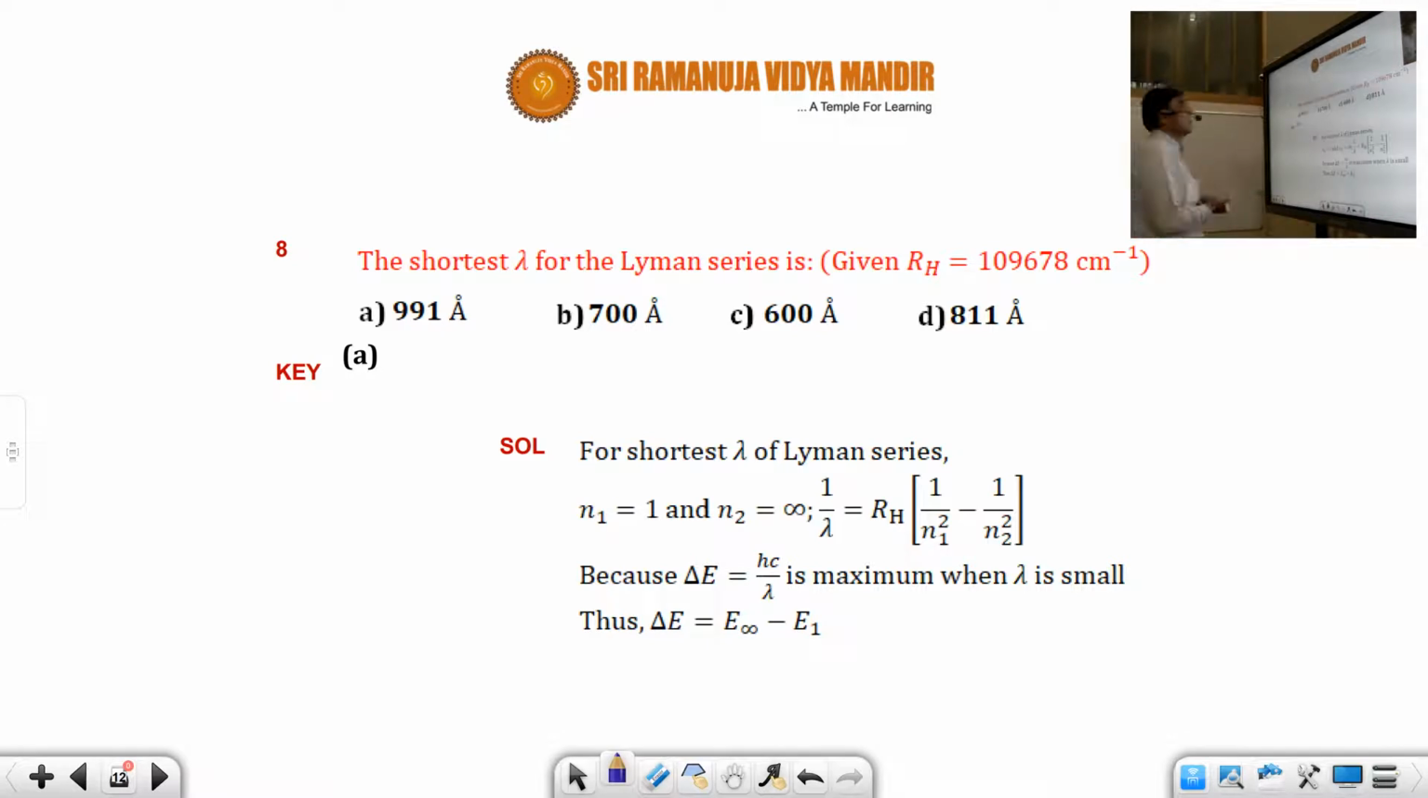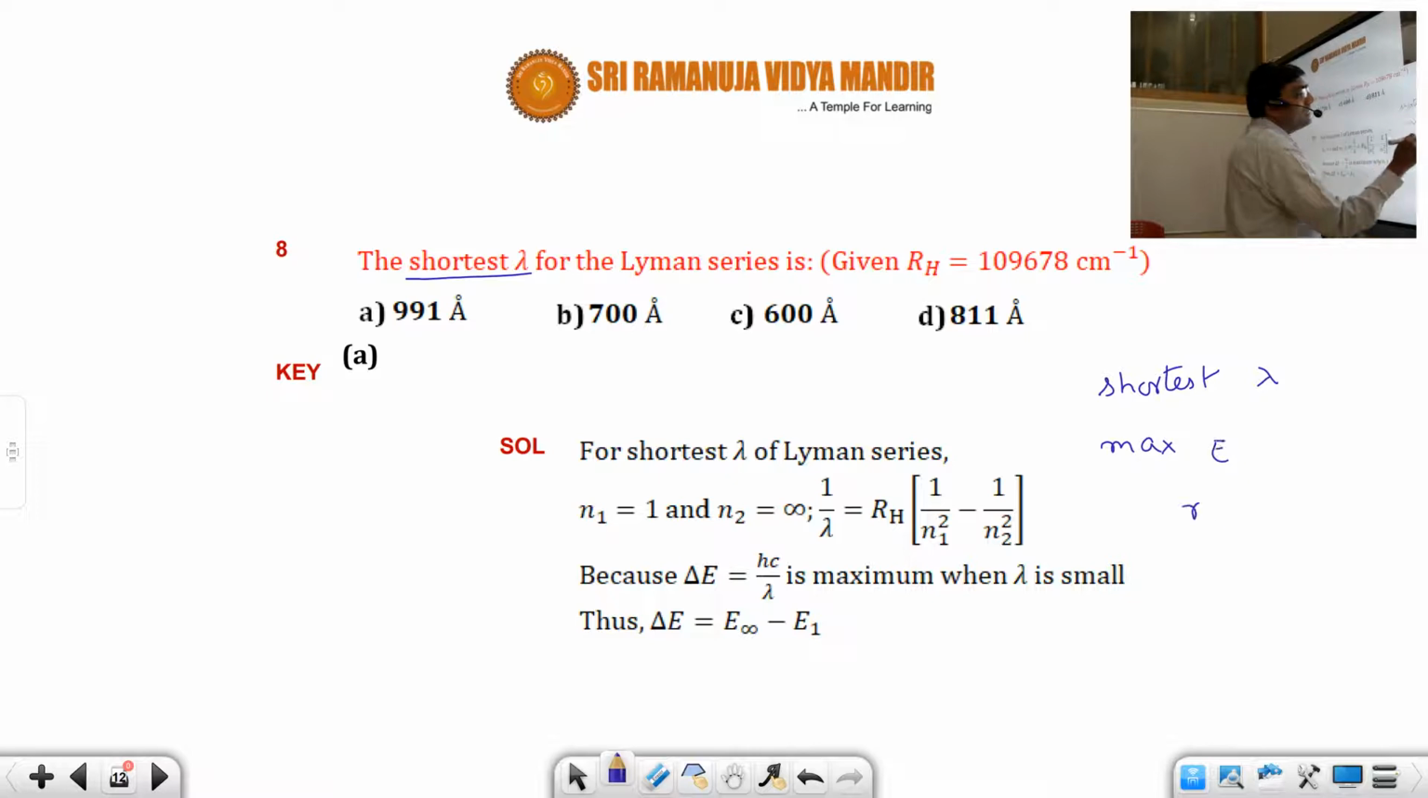Now let us solve a numerical on hydrogen spectrum. So you know very well, shortest wavelength, earlier also I conveyed to you. Shortest wavelength means maximum energy. Maximum energy means N2 is equal to infinity. So for Lyman series N1 is equal to 1 and N2 is equal to infinity. Simply substitute the values, you will be getting the answer. I hope you solve it, you get 991 angstroms. So understand the fundamentals basically.